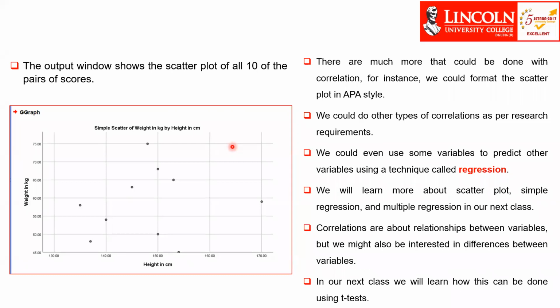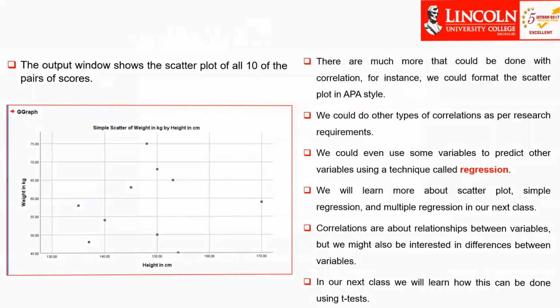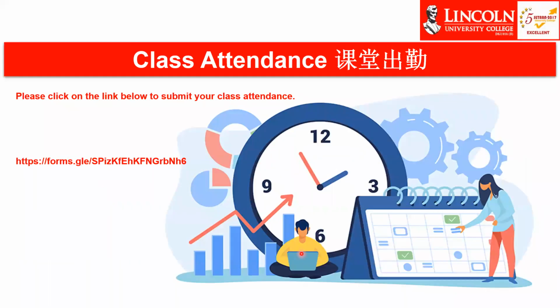Correlations are about relationships between variables, but we might also be interested in differences between variables. What if there's no relationship? What are the differences between these variables? In our next class, we'll learn how this can be done using the t-test, and also how this can be interpreted. On that note, we have come to the end of today's session.